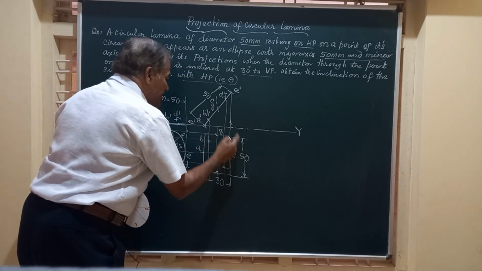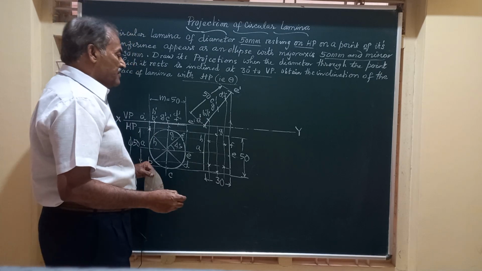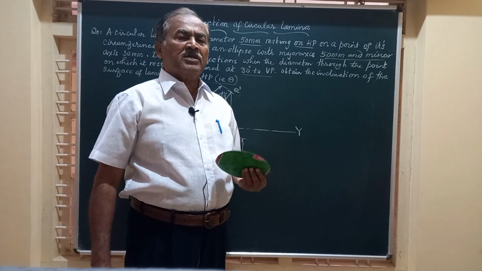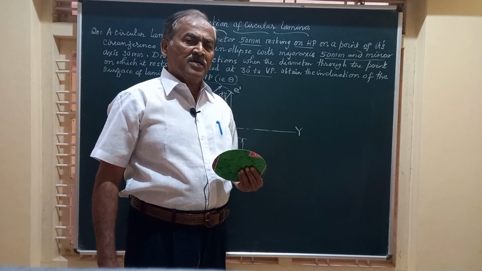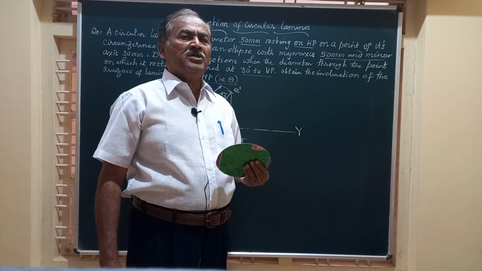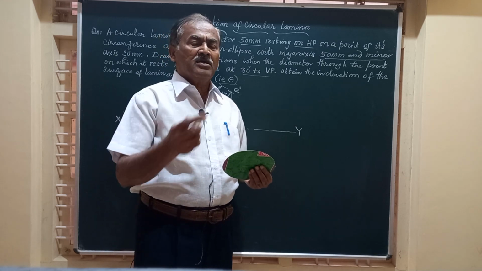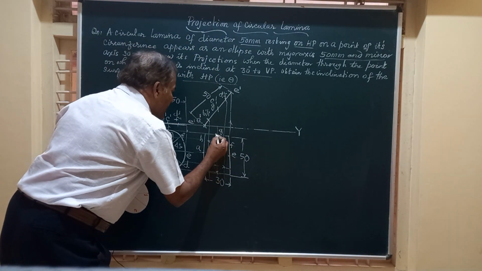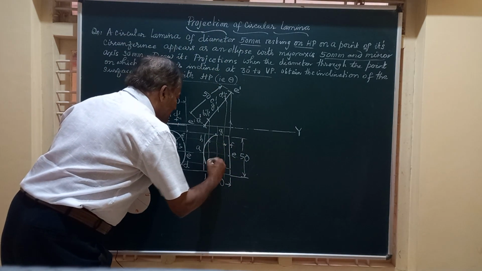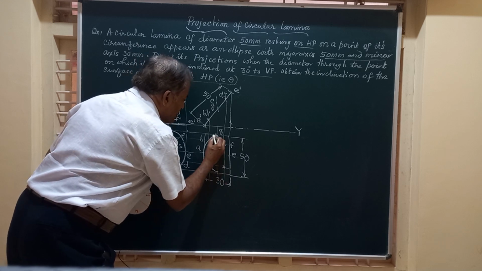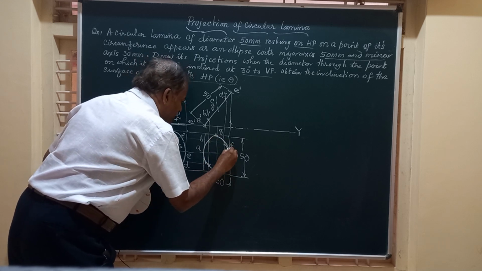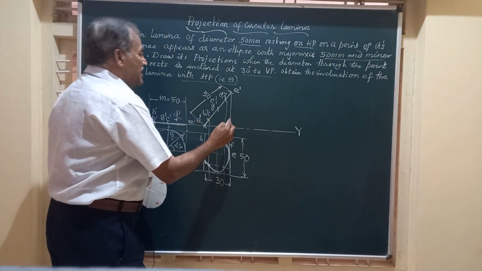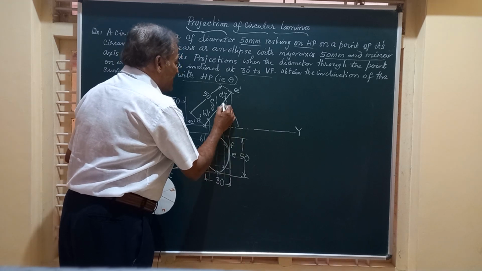These are the 8 points on the periphery. And friends, since the ellipse has no edges, whatever the points you get in the top view have to be joined by a continuous, smooth curve. So I will just obtain this curve like this. So this is the top view of the lamina when the surface is making an angle theta with HP.